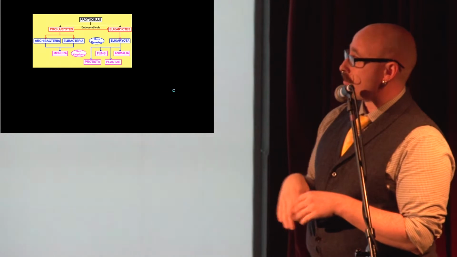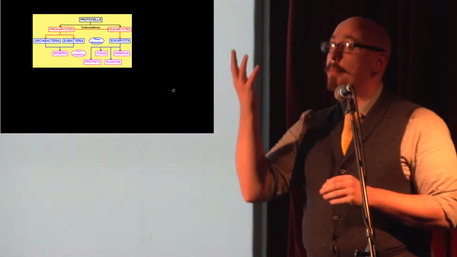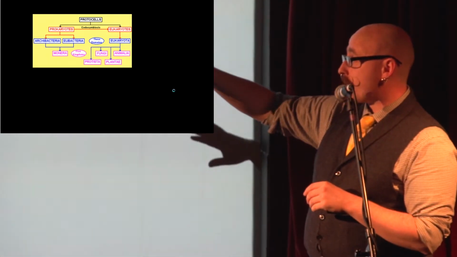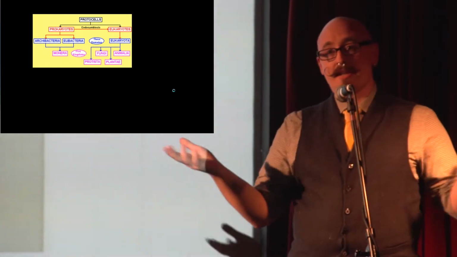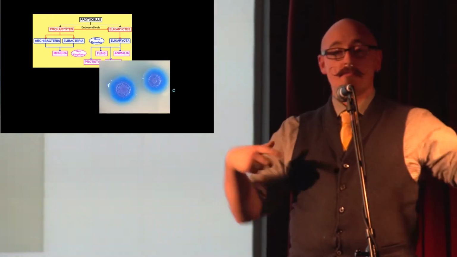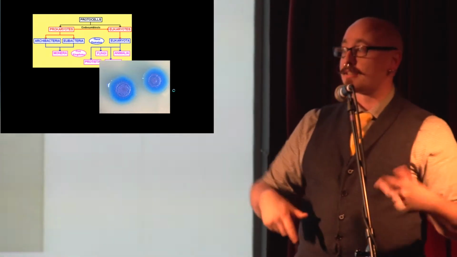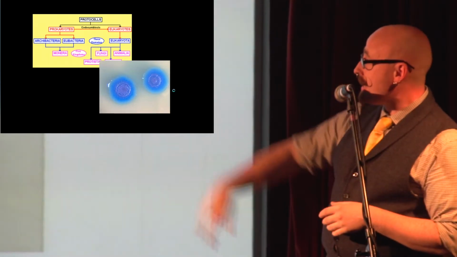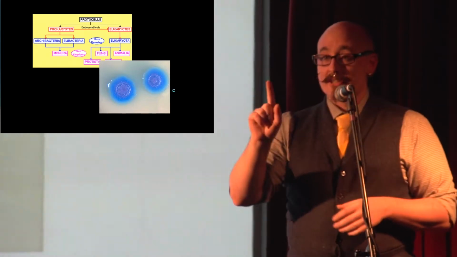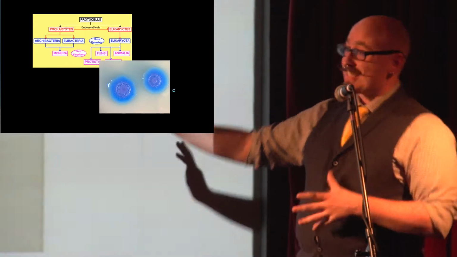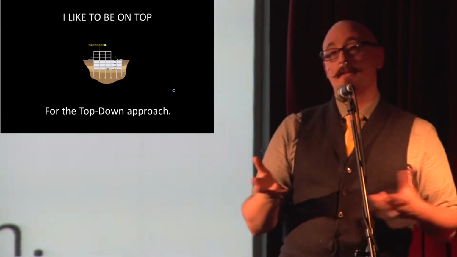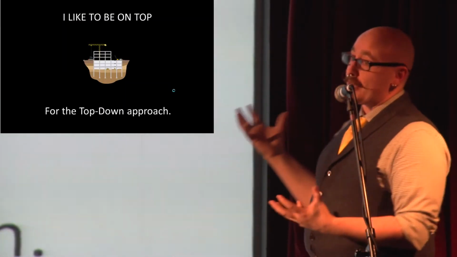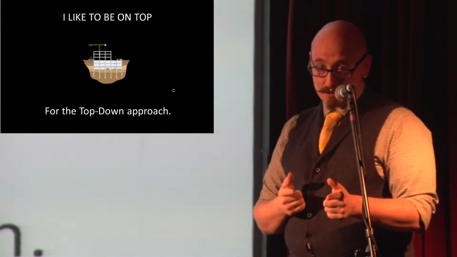The other side of the story is the bottom-up approach, where we approach it from protocells. Okay, we start out with something that looks like something even before human cells or mammalian cells differentiated from bacterial cells, and that's how Craig Venter, who I mentioned at the beginning, created Cynthia, which was the first fully artificial cell. Okay, so I like to be on top for the top-down approach.